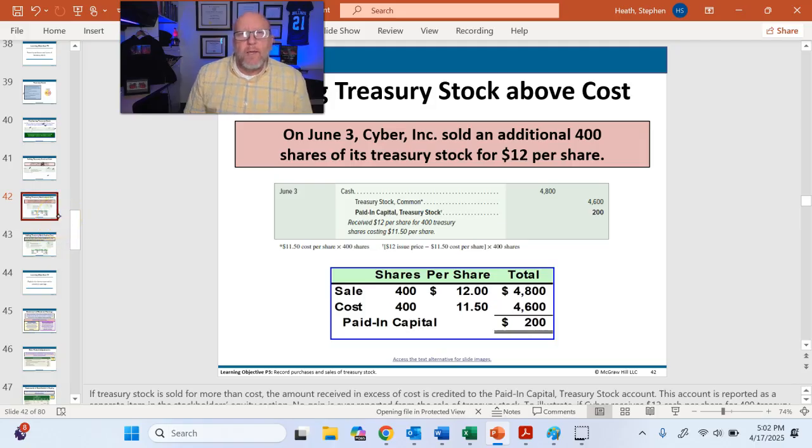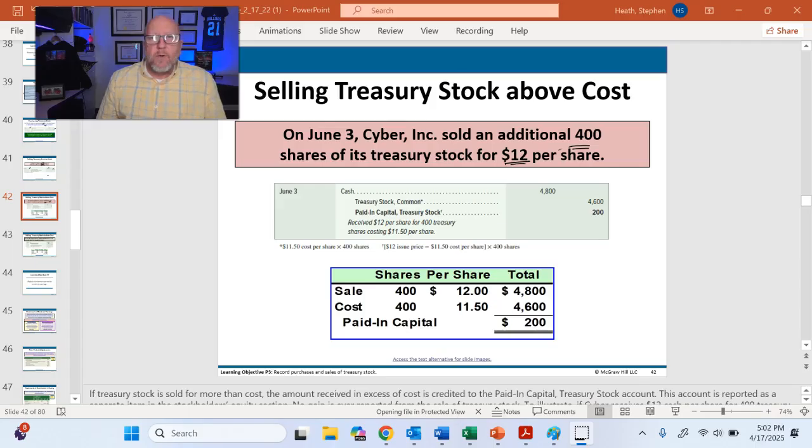Scenario 2. On June 3rd, we're going to sell an additional 400 shares of its Treasury stock for $12. And so this is an instance where we're selling it for above cost. Remember, the original cost was $11.50. So the journal entry, I'm always going to start with cash. Cash is just something that I understand. And so the cash is going to be $12 times 400 shares or 4,800. Then everything goes in and out of the treasury stock account at cost.